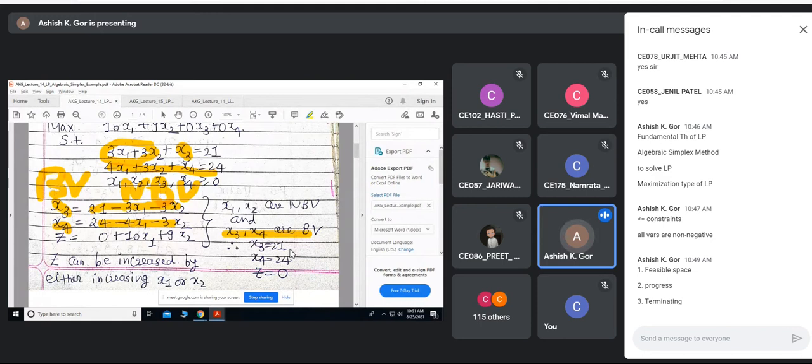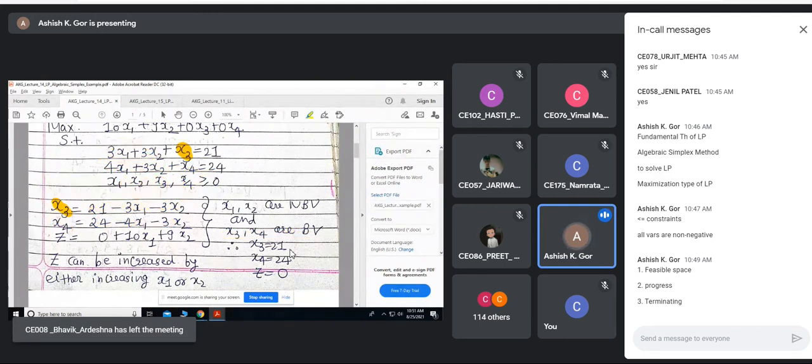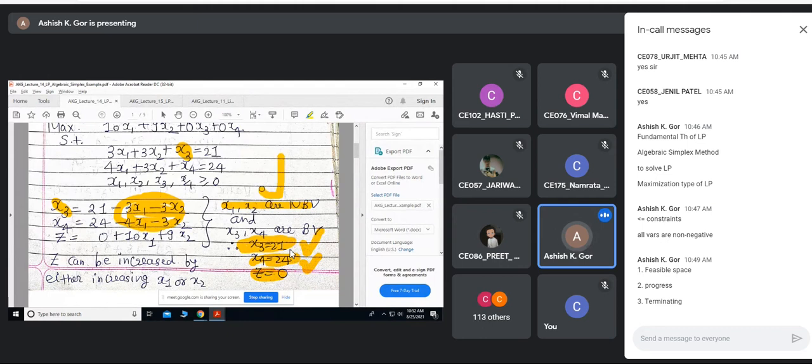Now you see x1 and x2 are non-basic, which means they are set to 0, which means these terms are set to 0. If you set them to 0, I get x3 equal to 21 and x4 equal to 24. Because x1, x2 are non-basic, I set them to 0. So x3 will be 21 minus 0 minus 0, which means 21. And x4 will be 24 minus 0, which is 24. Z is definitely 0. Why is Z 0? Because x1 and x2 are non-basic, so they are set to 0.